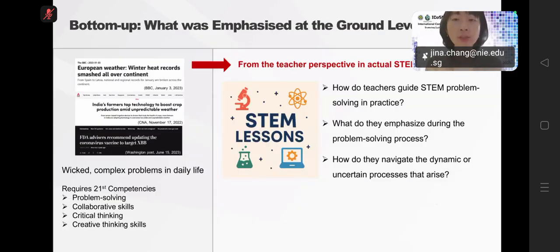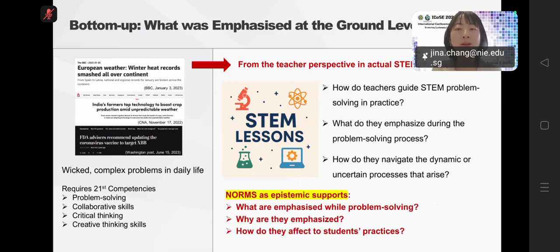So this research adopted the bottom-up, ground-level approach, and we examined what was emphasized in actual STEM classroom settings to support the dynamic nature of students' STEM practices. So during STEM problem solving, we analyzed what teachers focused on to manage these dynamic situations and how teachers navigated the dynamic processes.